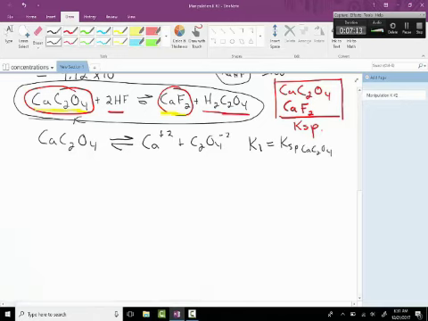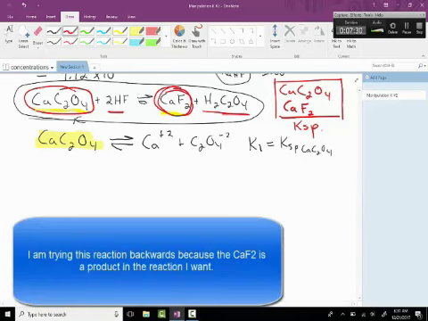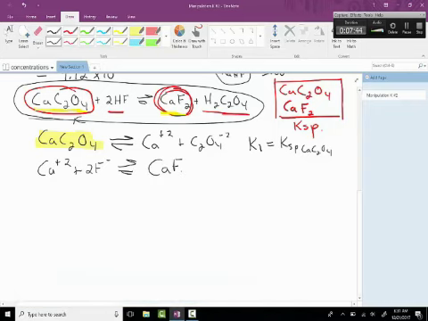I know this, it's the KSP of calcium oxalate. So what I'm doing is building up the pieces. I've got CaC2O4 on this side. Now if I look at the calcium fluoride over here, I'm going to run it backwards. It's another slightly soluble salt. So I go Ca2+ plus 2F- in equilibrium with CaF2. That's K2, and that's equal to 1 over the KSP of calcium fluoride.